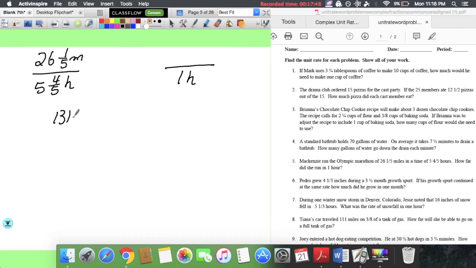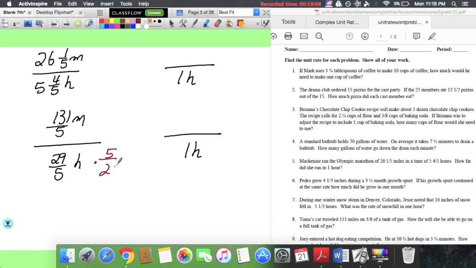What is this? 131 over 5 miles over 5 times 5 is 25. 25 plus 4 is 29, over 29 over a fifth hour. I'm going to change that to 1 hour. And to do that, I'm going to multiply this by the reciprocal, which is 5 over 29. 5 and 5 cross out, 29 and 29 cross out, and that's how I get my 1 over here.